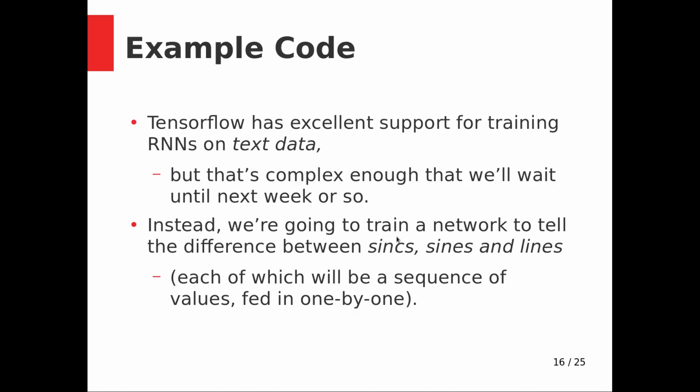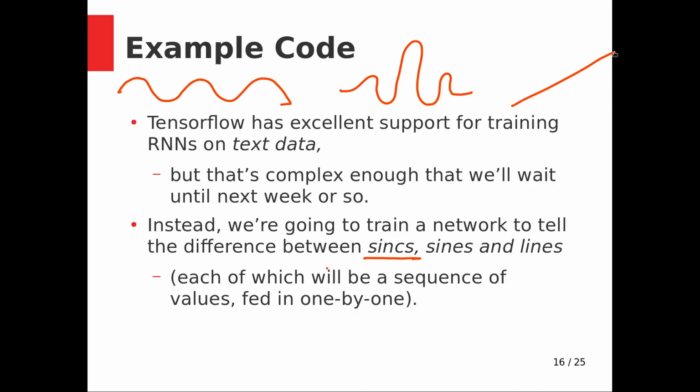So instead, we're going to train a network to tell the difference between a sinc, a sine, and a line. Sinc is just another type of function. It looks like this, right? Whereas sine looks like this, and line is just a line. So what I'm going to do is generate a data set of each of these things, and then I'm going to train an RNN to figure out at the end which one it saw. Okay?